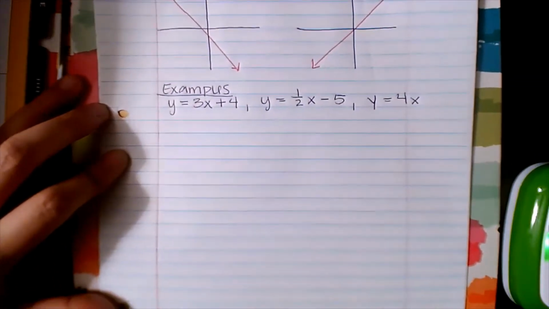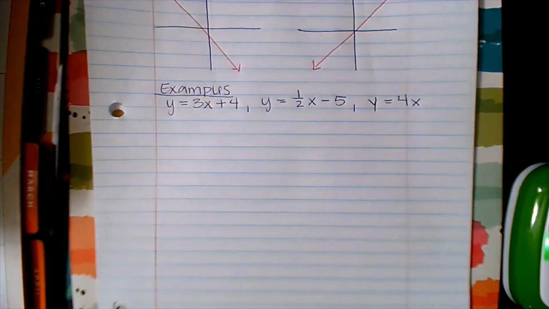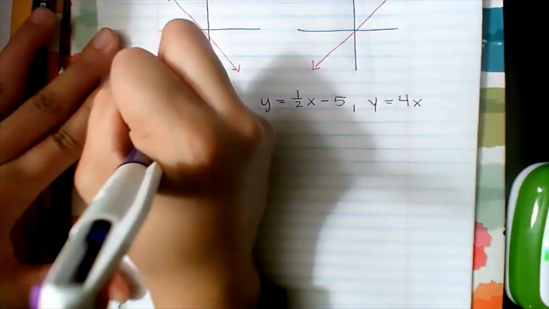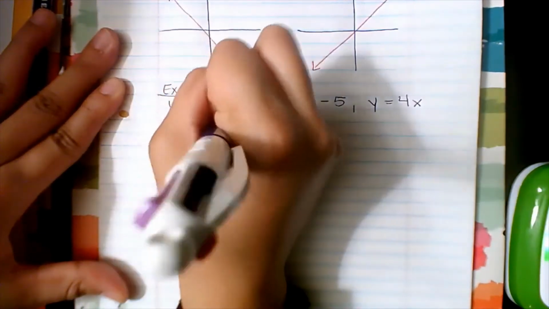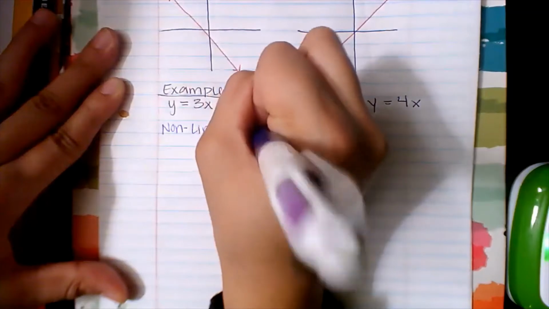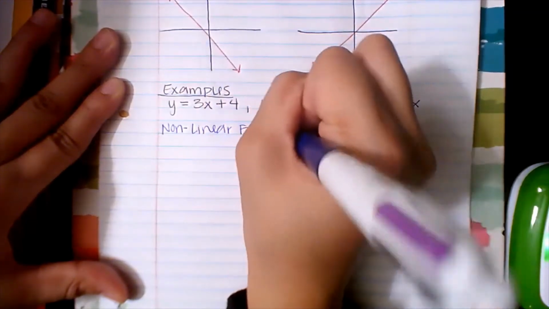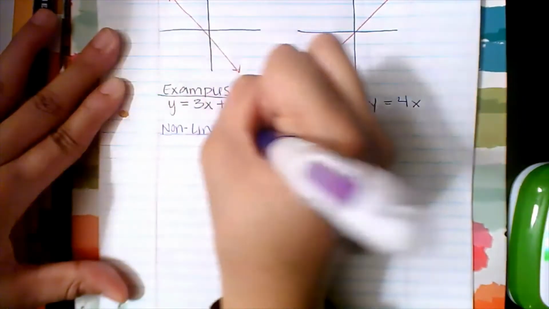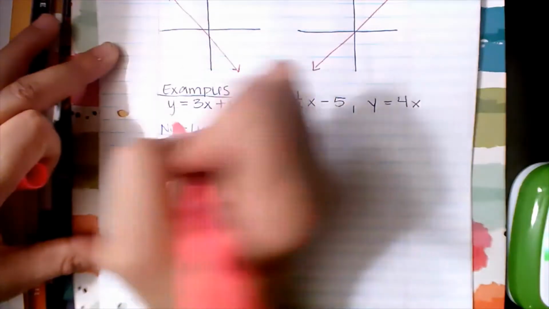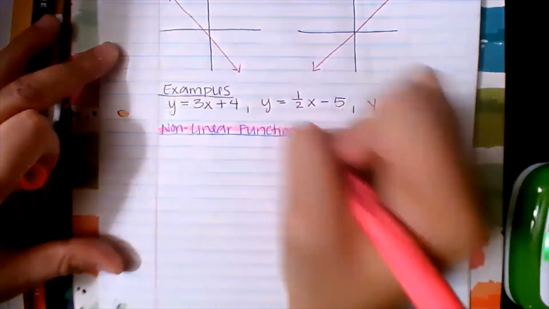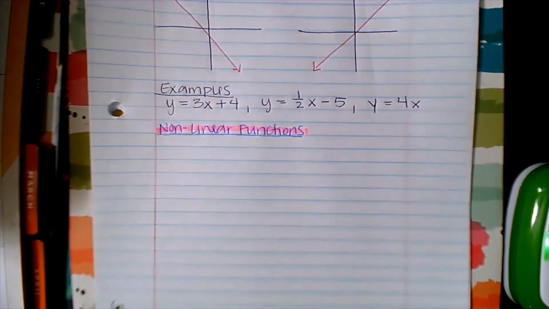Now let's take a look at some examples of what nonlinear functions look like. So now we have nonlinear functions. And again, I'm going to highlight that so we can separate it.